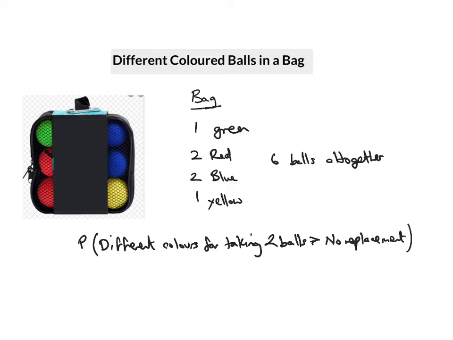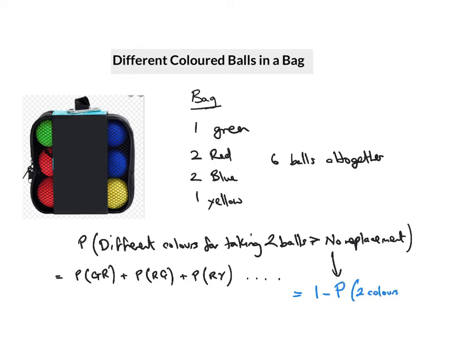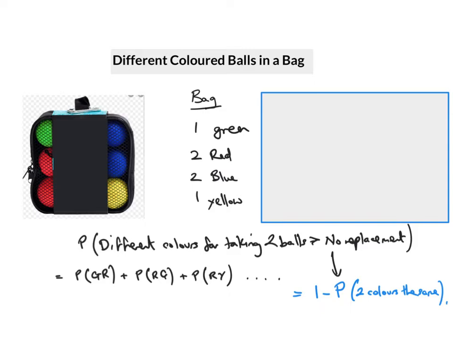So we could go through and work out the probability of, say, green followed by red, plus the probability of red followed by green, plus the probability of red followed by yellow, etc. But of course, there's another way of doing it, and that is to say that this probability equals 1 minus the probability of 2 colors the same. So what we're going to do now is look at finding the probability of 2 colors the same.